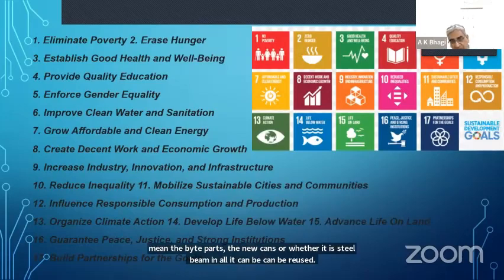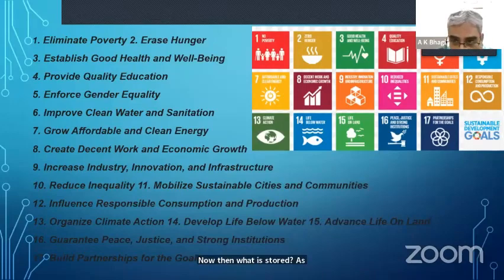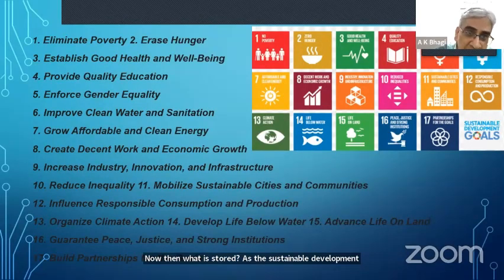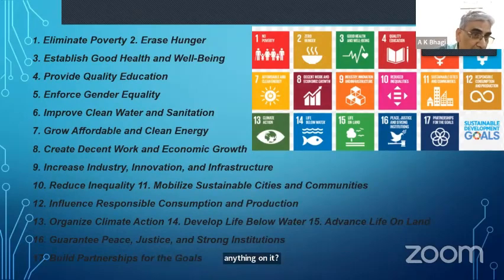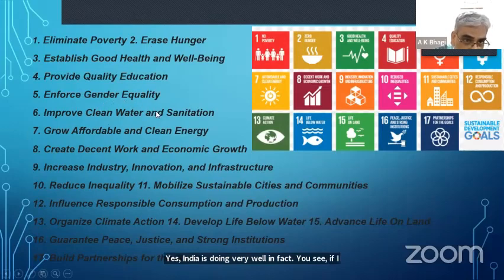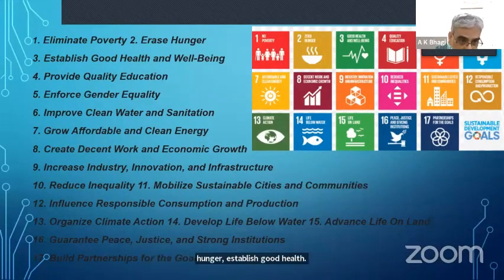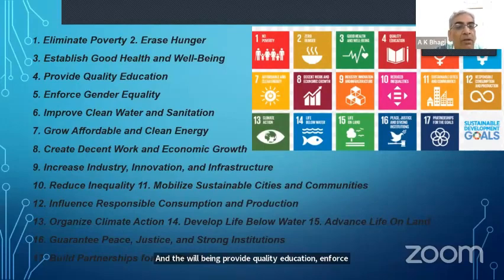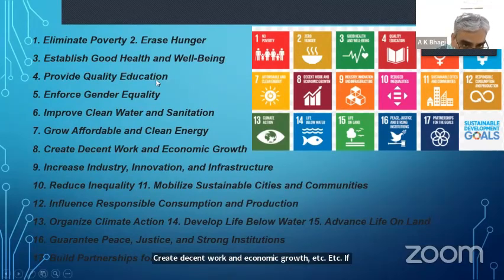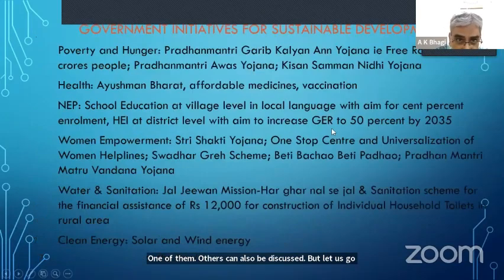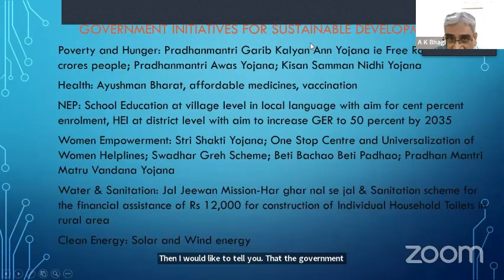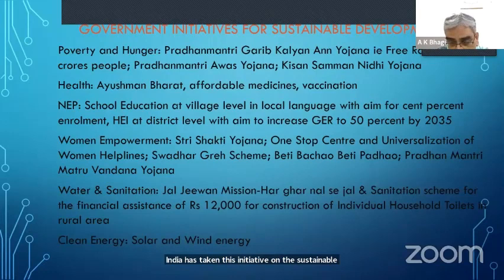Now, what are the sustainable development goals and what is India actually doing? Is India doing anything on it? Yes, India is doing very well, in fact. If I look at the first few of them: eliminate poverty, erase hunger, establish good health and well-being, provide quality education, enforce gender equality, improve clean water and sanitation, affordable and clean energy, create decent work and economic growth, etc. If I concentrate on, let us say, the first 8, 9, or even one of them, others can also be discussed. But because these are more closely related to the environment, I would like to tell you that the government of India has taken these initiatives on sustainable development, and many of them are very successful.